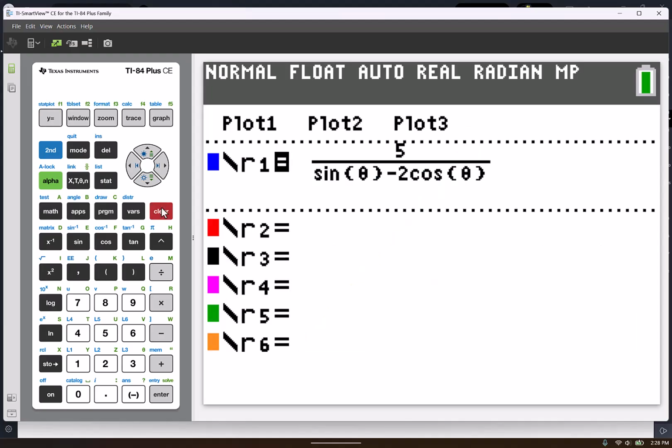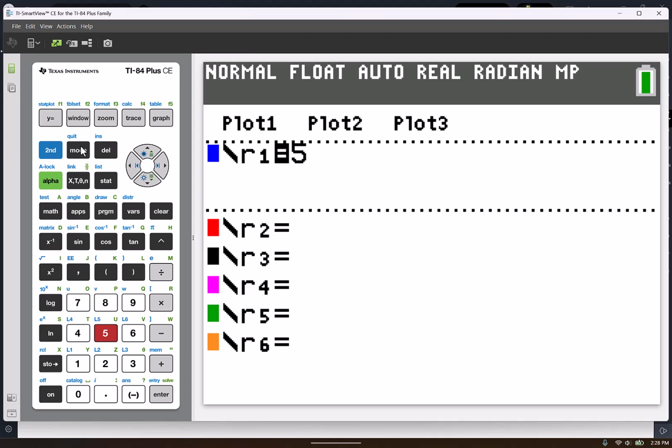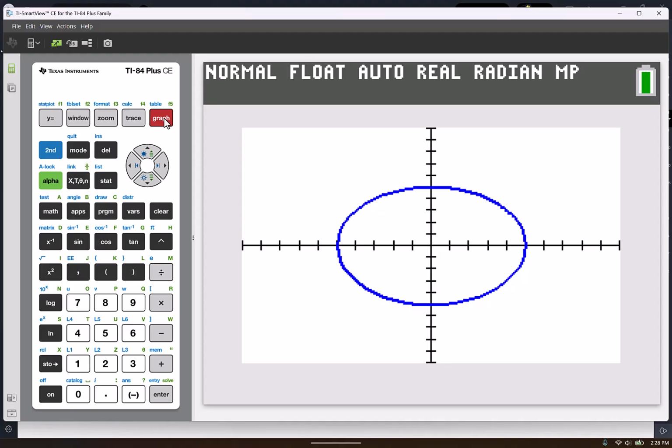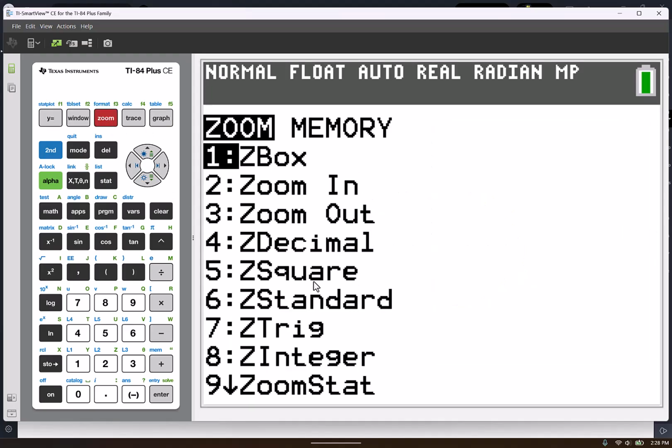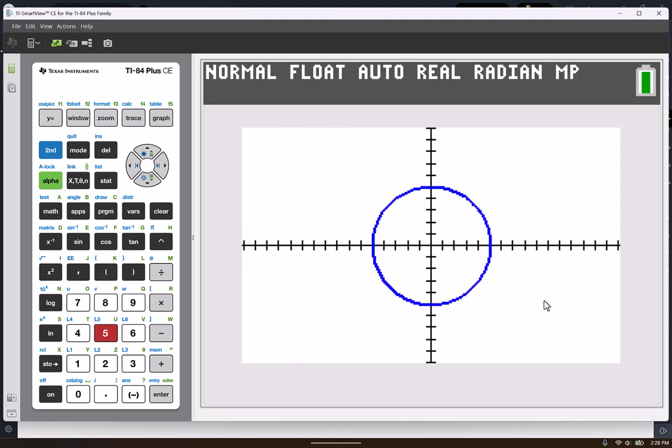Okay, look what happens when I push 5. What do you think is going to happen? Look what it says. It says r equals 5. What's the shape? A circle with a radius of 5. Look, bam. That looks like an egg. It's because it's not a square window. Zoom, let me put square. Where are you, square? Do you see number 5? And now look, it's a square. It's a circle.